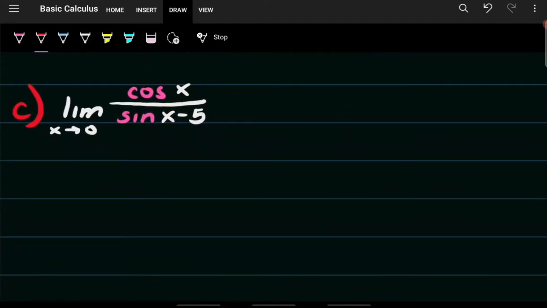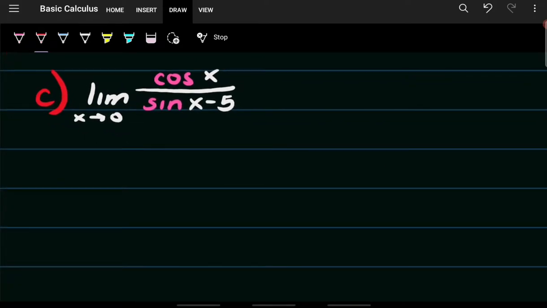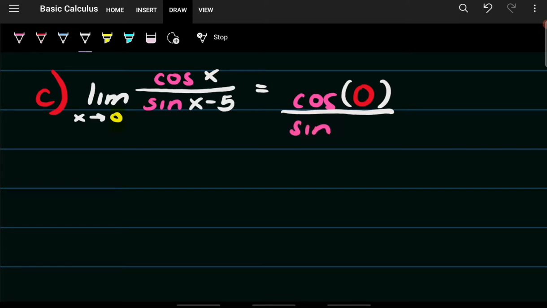Next, example letter C. How about the limit of cosine x all over sine x minus 5, wherein x approaches 0? Let's double check our solution. Let's apply direct substitution. This will give us cosine 0 all over sine 0 minus 5.